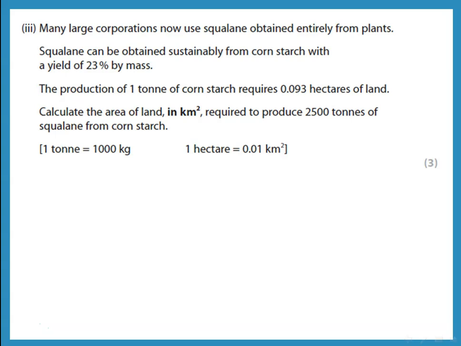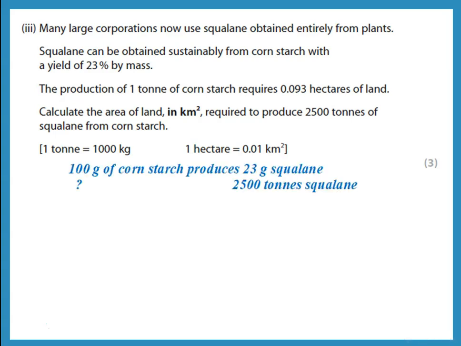Now calculate the area of land in kilometers squared required to produce 2,500 tons of squalane. Again, a ton is 1,000 kilograms. So what do we need to do? First of all, I need how much? I need 2,500 tons of squalane from the cornstarch, but then the cornstarch gives me only 23% by mass. 23% by mass means if I have 100 grams of cornstarch, it will give me only 23 grams of squalane. So how many grams of cornstarch would be needed to give me 2,500 tons of squalane? This is the number, so this is in tons.